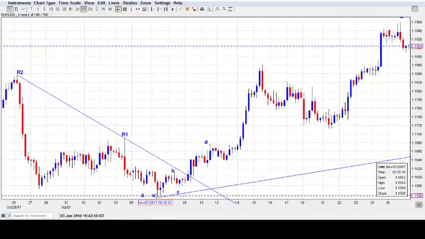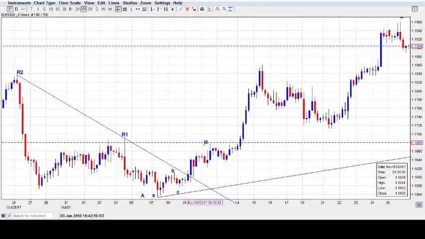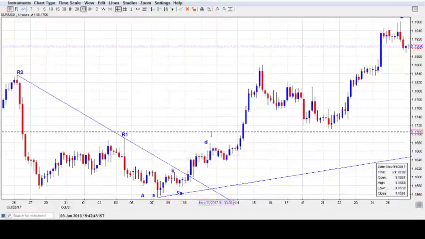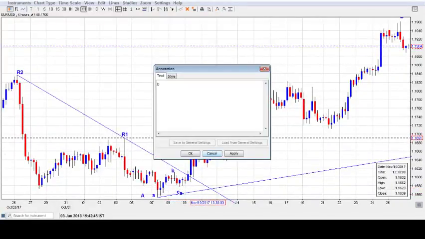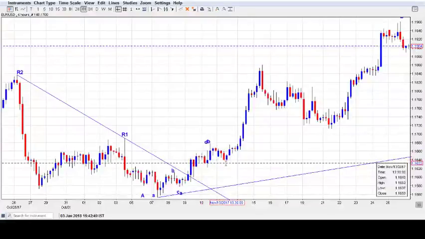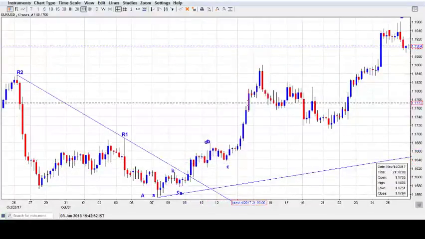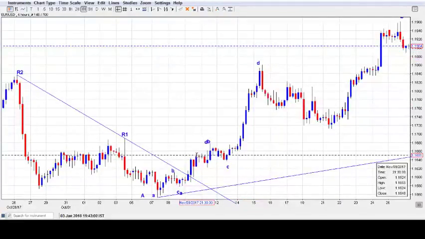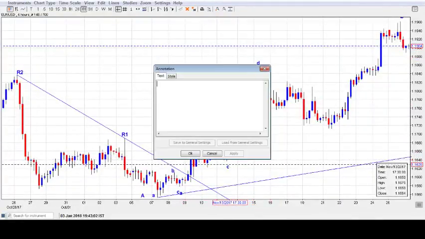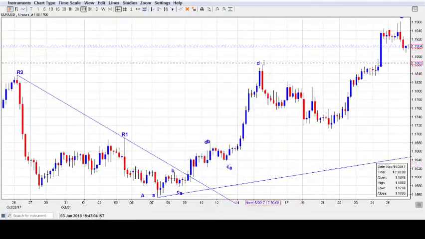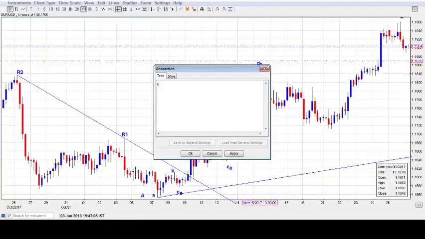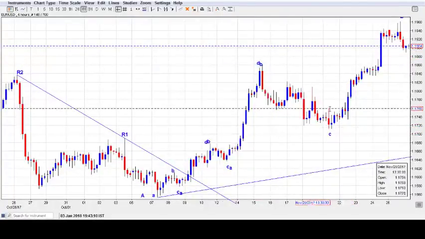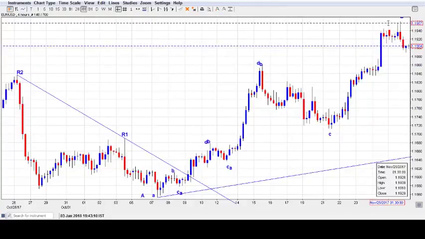Okay, we fairly know that there's an A, B, C, D here. Alright, let's continue the story. A, B, and there was C and D. Alright, and again C turns into A, B, C, and D.